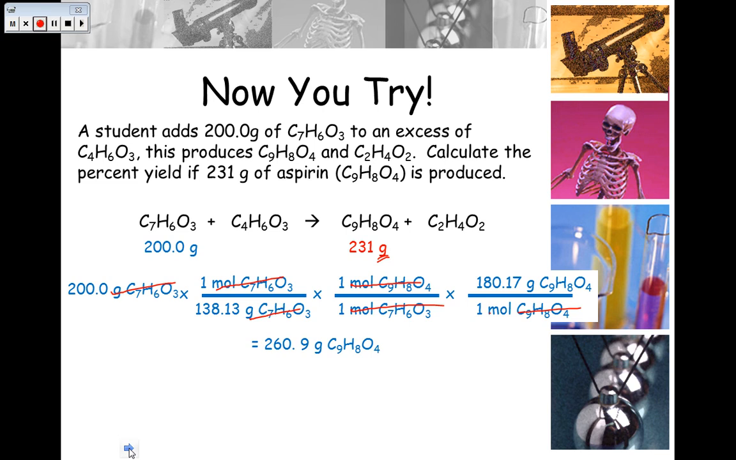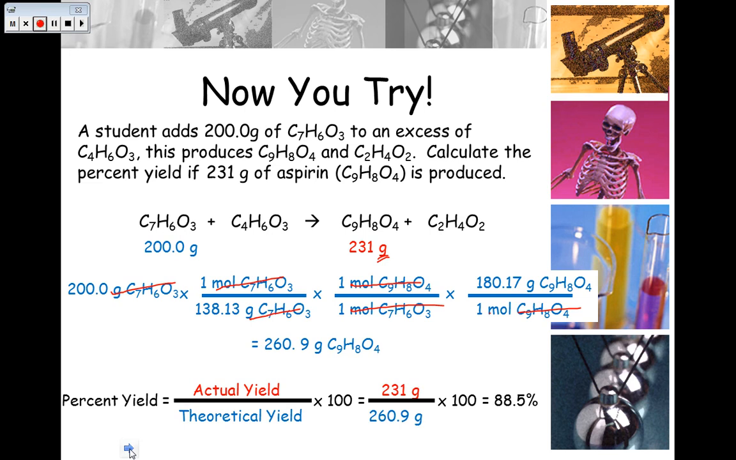260.9 grams. Guys, calm down. Quiet down. 260.9 or 261. Now, does that go on the top or the bottom? Why does it go on the bottom? Because it's a theoretical yield, I'm going to go ahead and put that on the bottom. And my final percentage is 88.5 or also 89%.